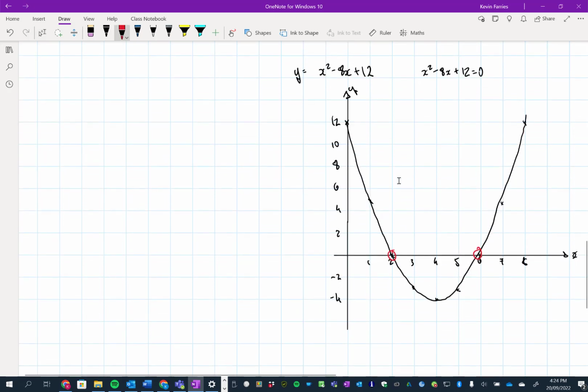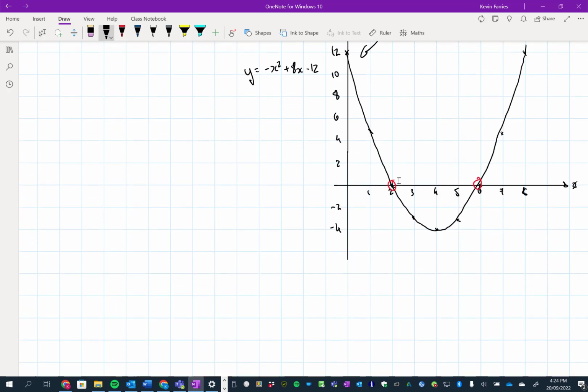So if you had a negative, if I made all this negative, let me just do it. So that would be this one here. You could make all this negative, so that would be y equals minus x squared plus 8x minus 12. Then it would just end up being the opposite of what we've got. It's minus 4, minus 6, minus 8, minus 10, minus 12. So it would actually look something like this.